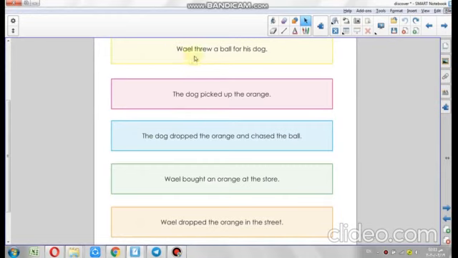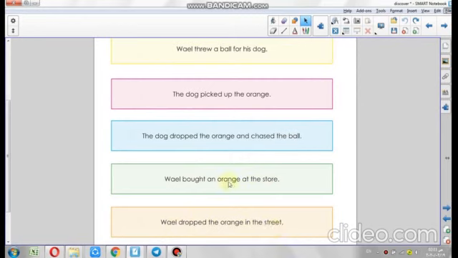We read the sentences. Wael threw a ball for his dog. The dog picked up the orange. The dog dropped the orange and chased the ball. Wael bought an orange at the store. Wael dropped the orange in the street.